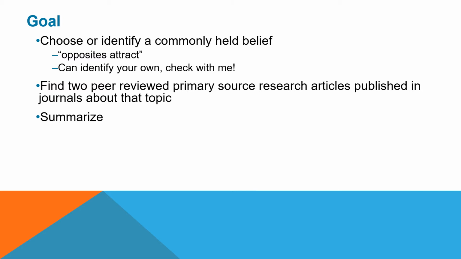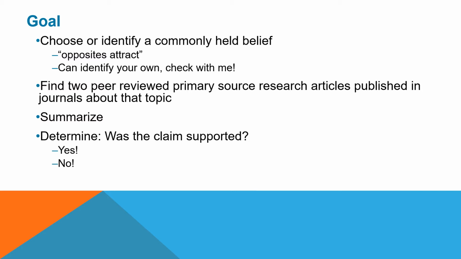So you need to find 2 articles about that particular topic. If you're doing opposites attract, you need to find 2 research studies that have been published in a psychology journal about that topic, and you need to summarize them. And then you need to conclude, hey, was that claim supported? Do opposites actually attract? This is one of the things I want you to explore in your paper.